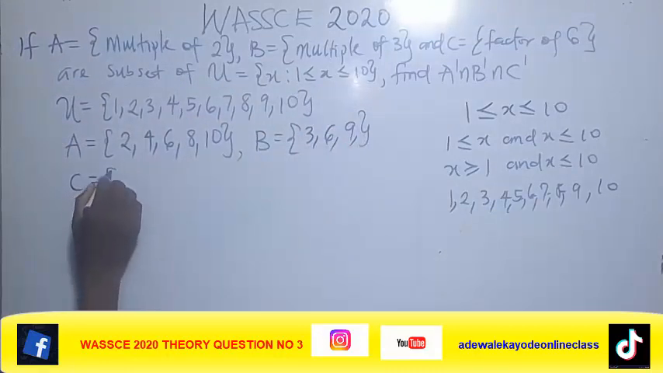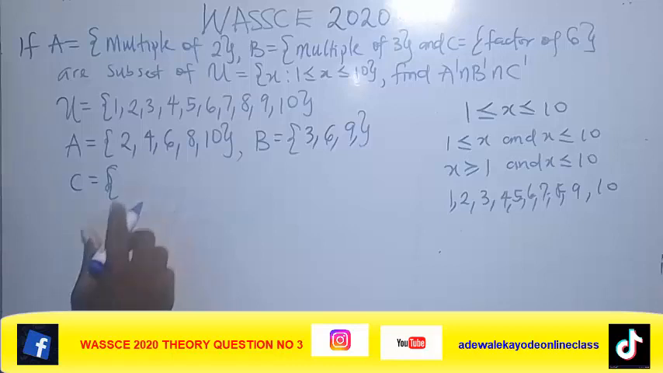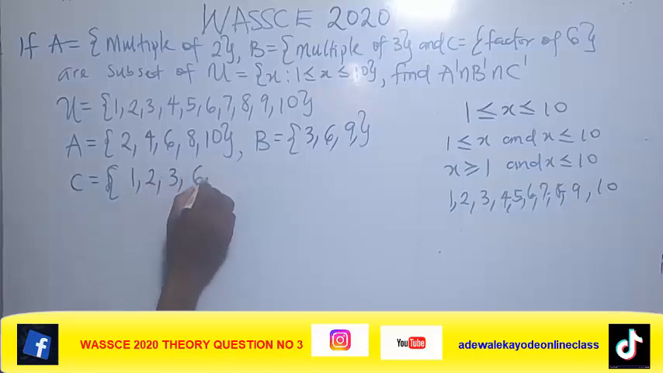So let's move to the last one, which is set C. And it's talking about factors of 6. When we are talking about factors of any number, we are referring to numbers that can go into that number without remainder. And what are the numbers that can go into 6? 1 can go. What else again? 2 can go. 3 can go. And 6 itself can go into 6.